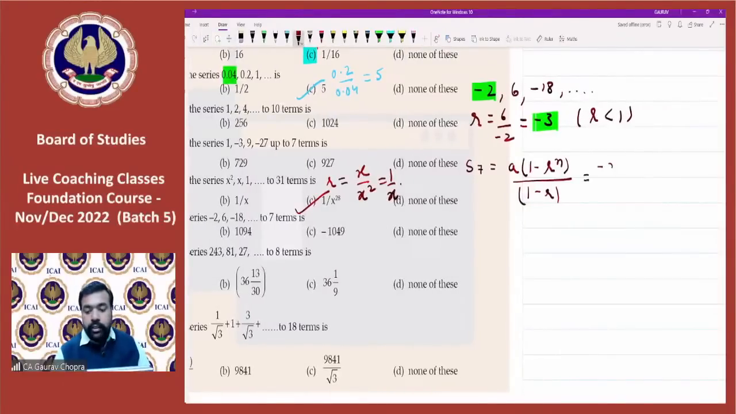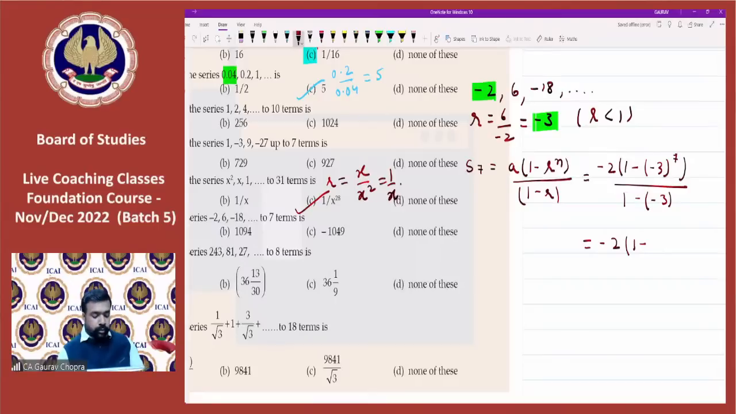So what is A here? -2. 1 minus. What is R? That is -3 to the power of 7 divided by 1 minus -3. Now let us solve this and get the result. So -2, 1 minus. So now what is -3 to the power of 7? Let's check. 2187 and then divided by 4.